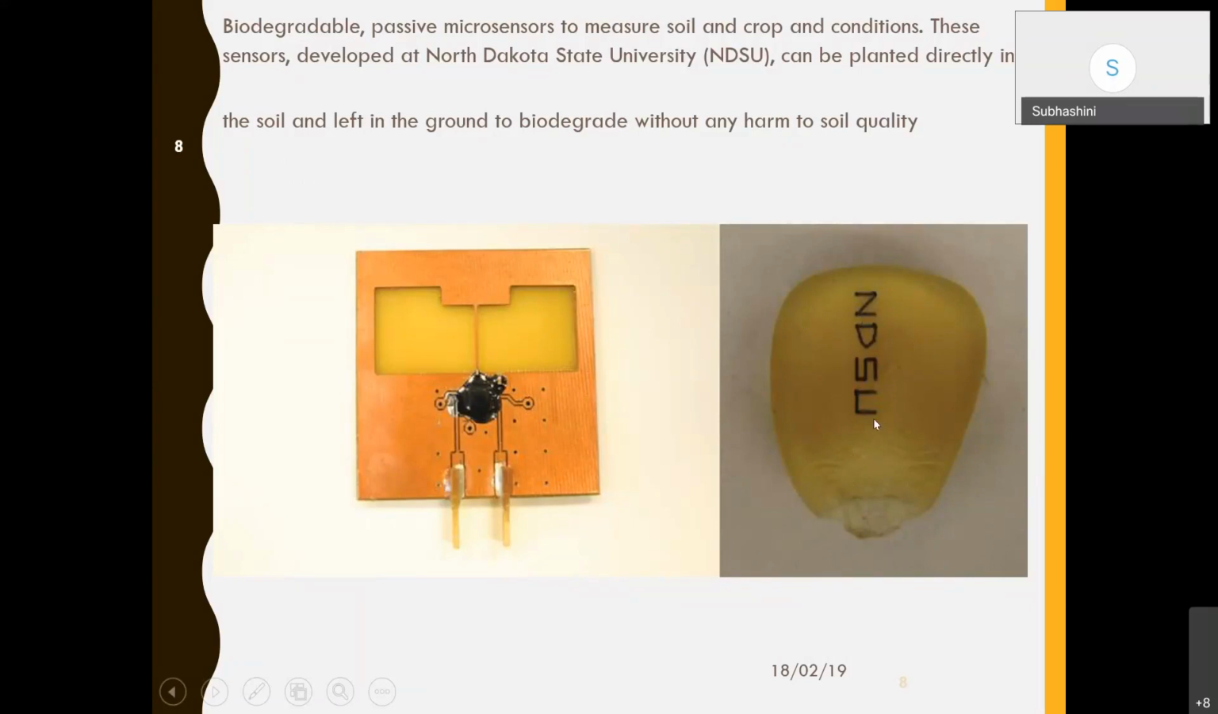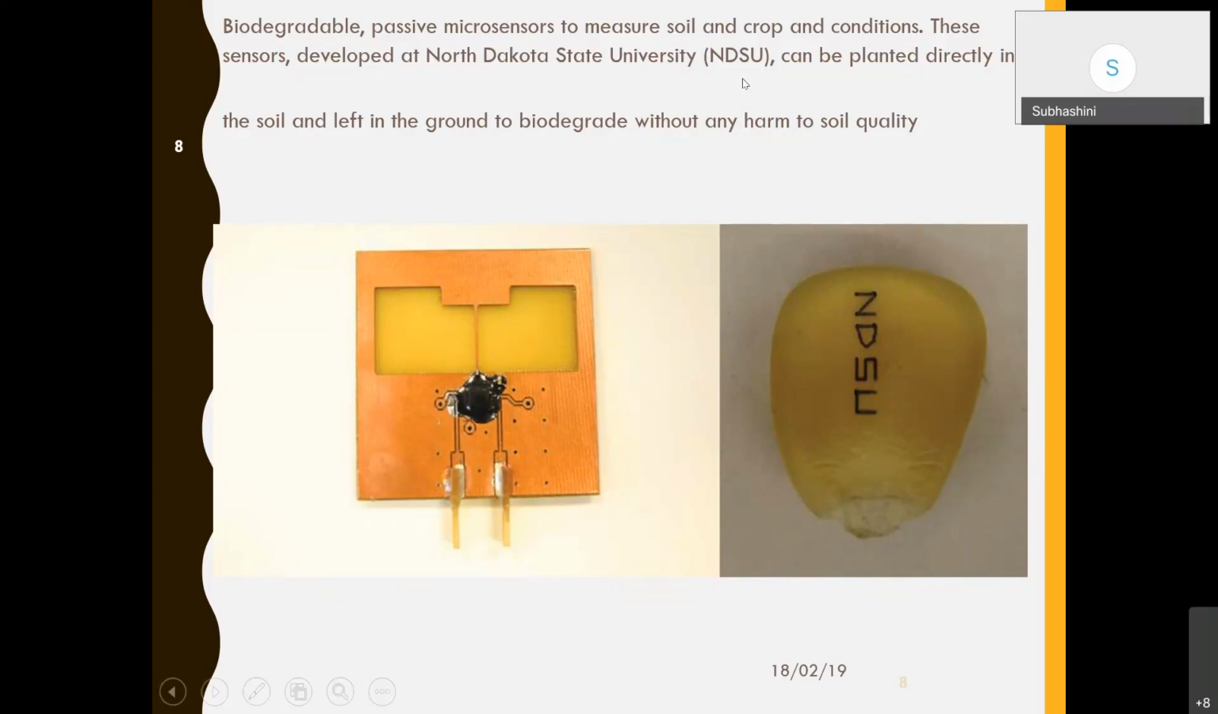Most electronic components, after their term of use, are no longer used. They are treated as scrap. They may be recycled, but this device gets degraded into the soil. So there's no need to worry about environmental hazards caused by this sensor. This is a biodegradable sensor, and it was developed at this university, NDSU.